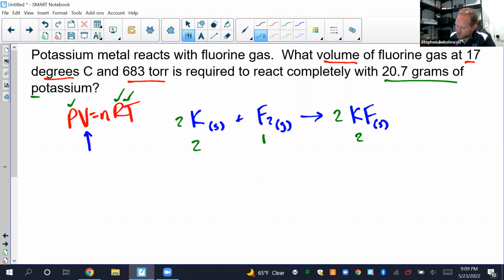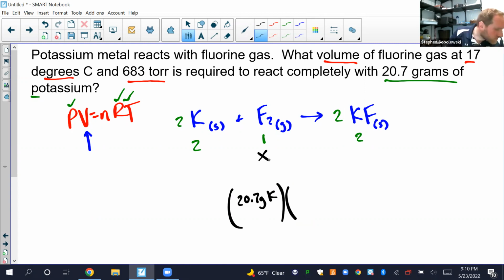So the problem says we have 20.7 grams of potassium, 20.7 grams of K, and we're going to use stoichiometry to answer the question of how many moles of fluorine are needed to react with that. And then we're going to grab that mole value, n, and plug it into PV = nRT. So potassium, 39.10 grams.